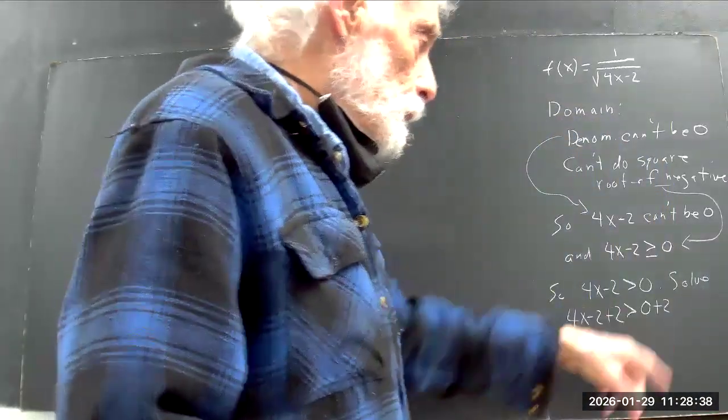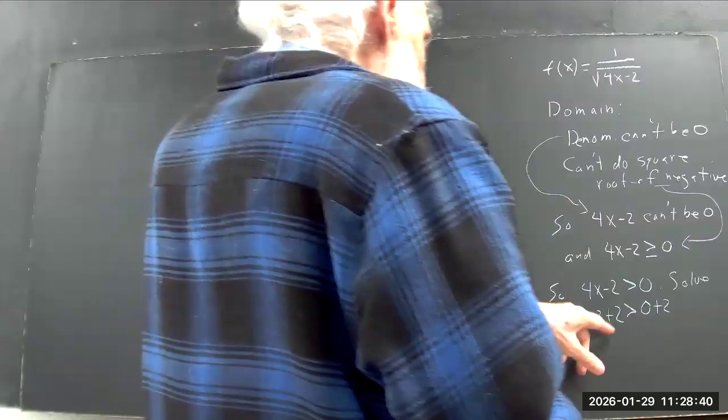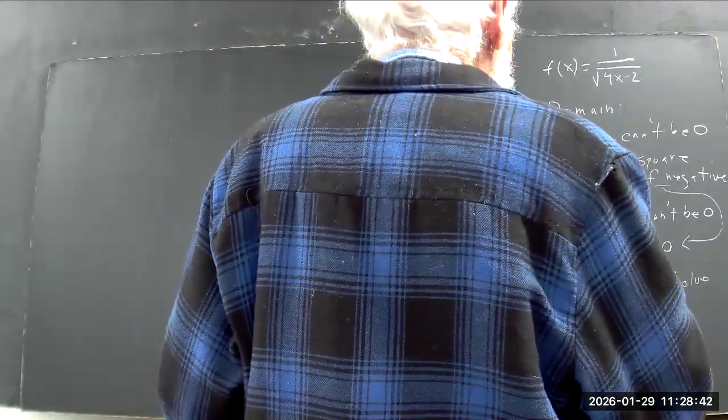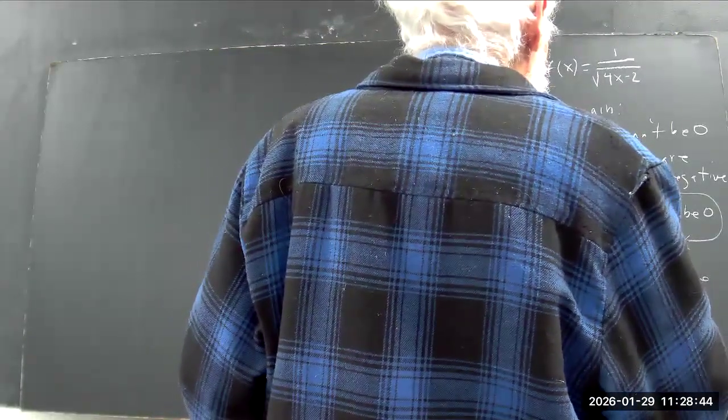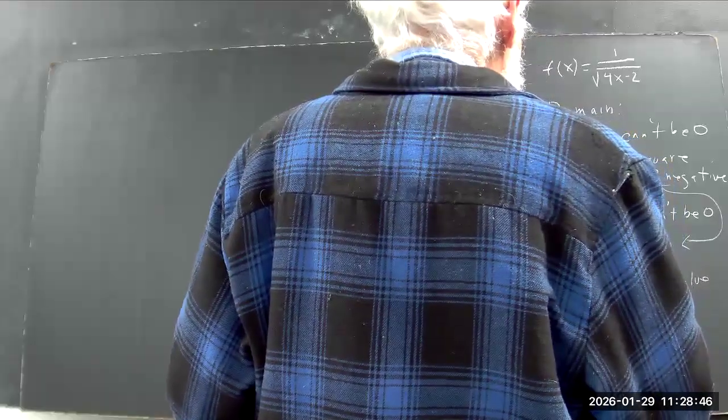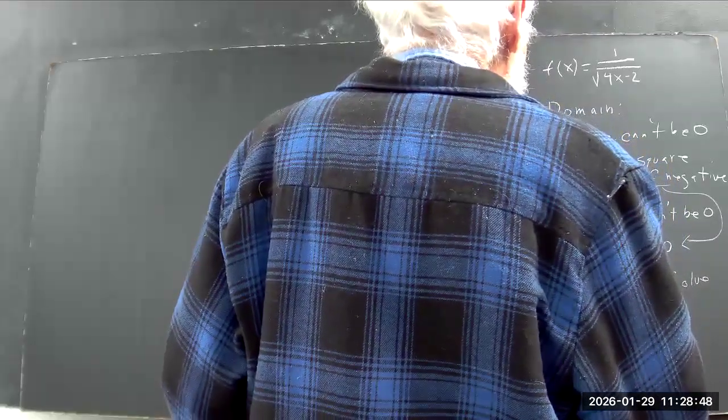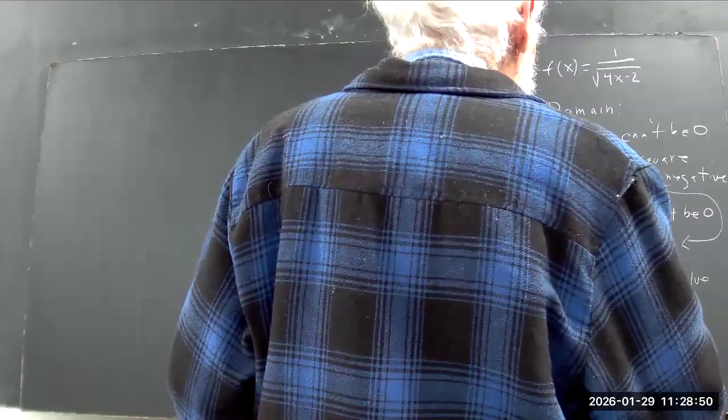I'm just going to add 2 to both sides. We get, on this side, we end up with 4x, which has to be greater than 2. And we divide both sides by 4.